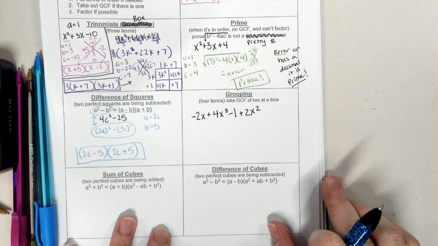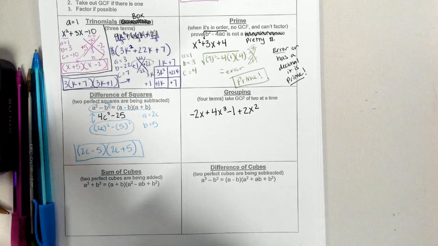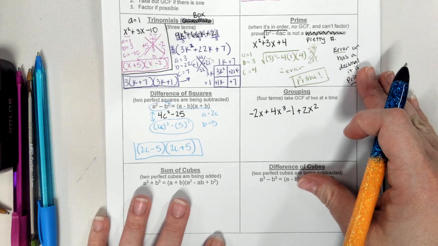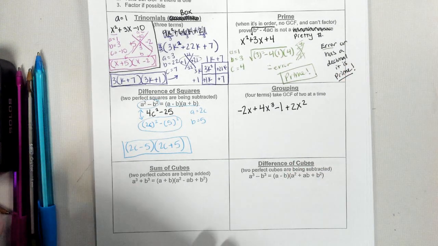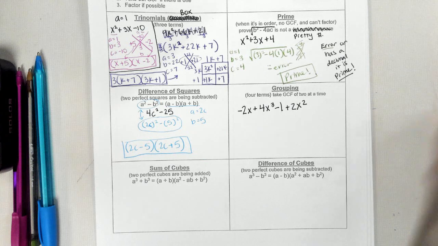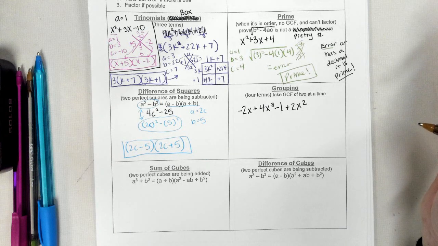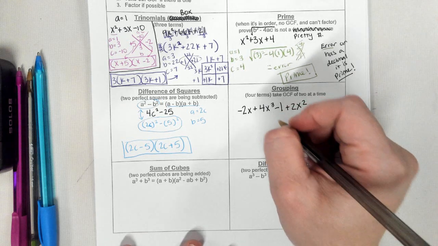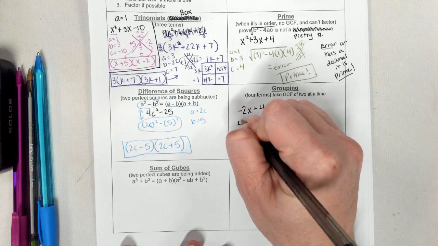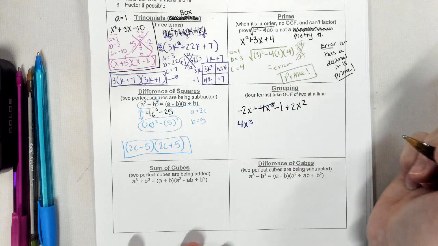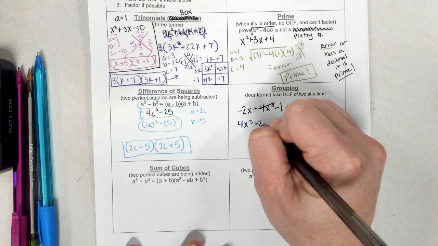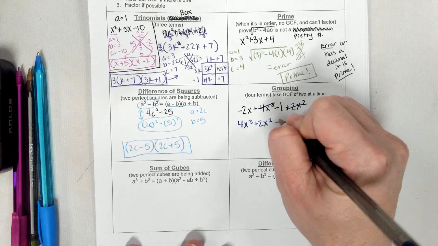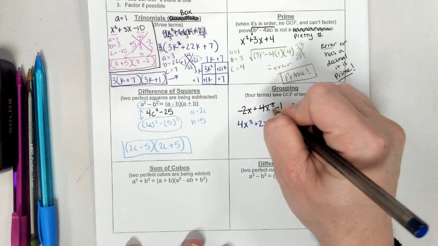Okay, so this is our grouping problem. Grouping is when you have 4 terms. What's wrong with my grouping problem? You put it all out of order. It is all out of order. So what's it going to look like in order? What goes first? 4x cubed, to the third power, is going to go first. So 4x cubed, then what? So the squared, so plus 2x squared, then what? Minus 2x minus 1. So now it's in order.